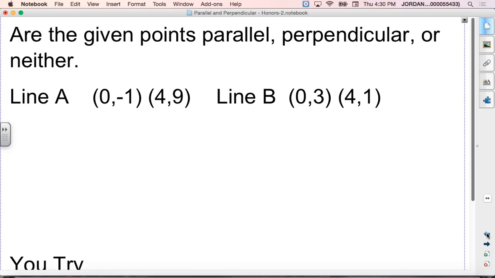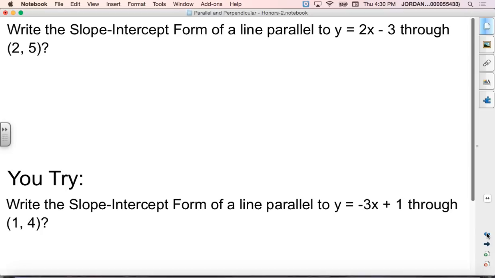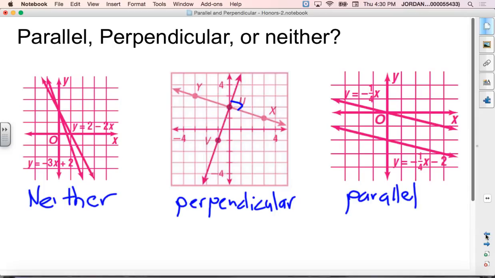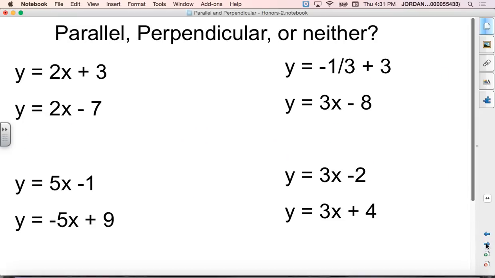Okay, so looking at these functions, we need to determine if the functions are parallel, perpendicular, or neither. So we got to look at their slopes. Remember, parallel means they have the same slope. Perpendicular means they have opposite reciprocal slopes. And neither would be a situation where they're neither parallel nor perpendicular. So right here on this first one, we see the slopes are both 2, right? The number in front of x are the slopes. So since they're the same, those are going to be parallel lines.